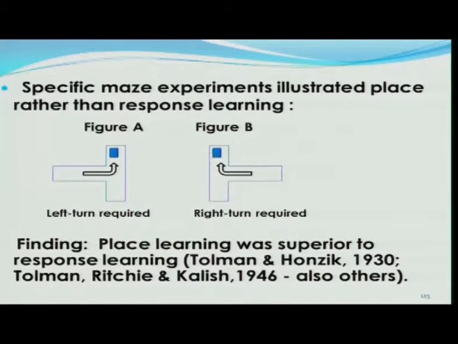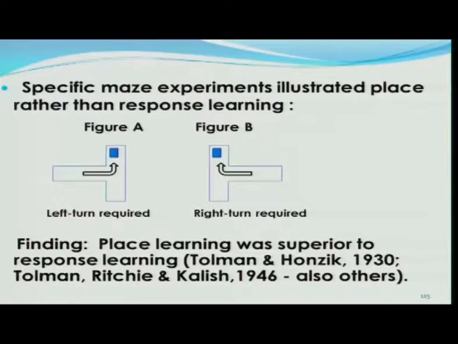If the rat has learnt the place where the food is kept in such a way that it can use a cognitive map of this T maze, then very clearly the findings that emerged from these experiments showed that place learning was definitely superior to response learning. This finding was basically reported by experiments conducted by Tolman and Honzik in 1930, and Tolman, Ritchie and Kalish in 1946. There were some other researchers who came up with similar findings.